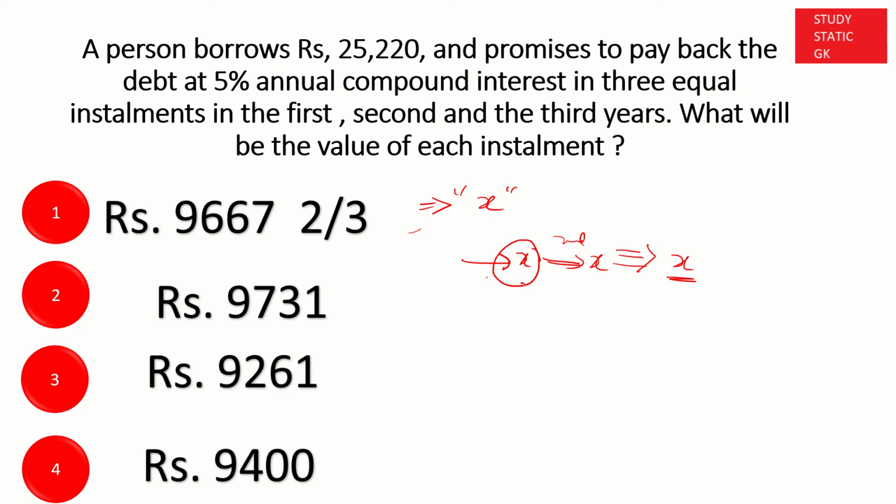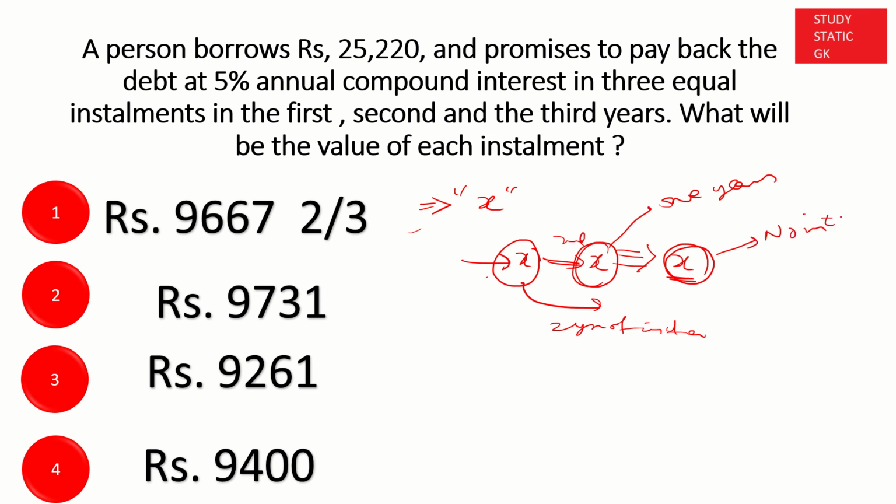So for this X, 2 years of interest will be there. For this X, 1 year of interest will be there. For this X, no interest, because it is the end of the term. So this is generally the concept when you calculate equated installment questions. Okay, right, again.